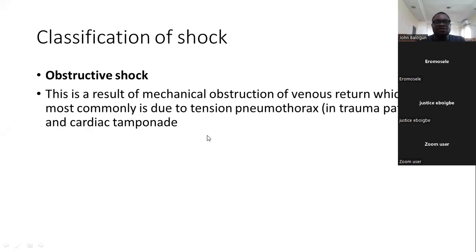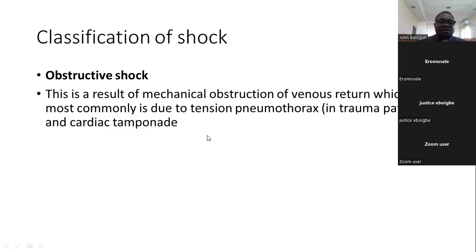That cavity is a potential space. A potential space simply means that the space is technically obliterated. It has minimal fluid, very minimal, just to keep it patent, but it has the capacity to accumulate a larger amount of fluid. So the pleural cavity, the pericardial cavity, and the peritoneum are potential spaces.